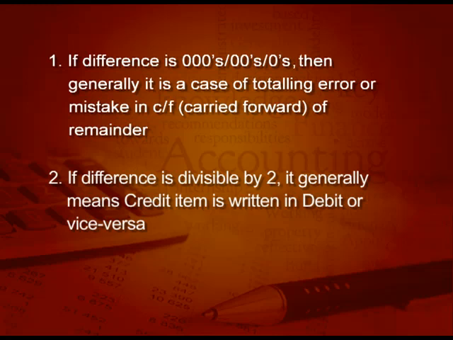Second, if the difference is divisible by 2, generally it means that some credit item is written in the debit column or vice versa, like debit is written in the credit.